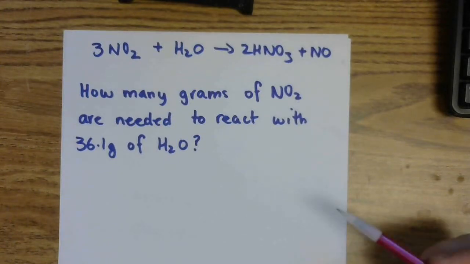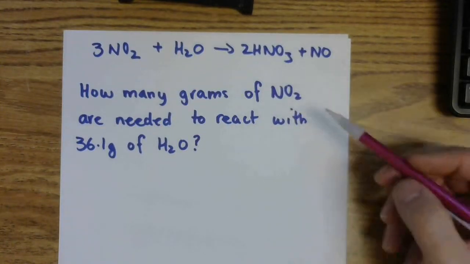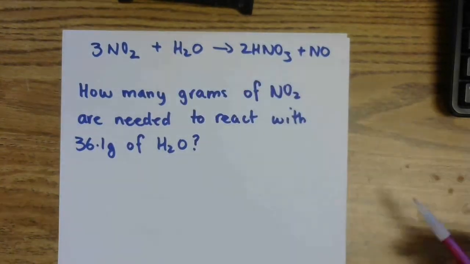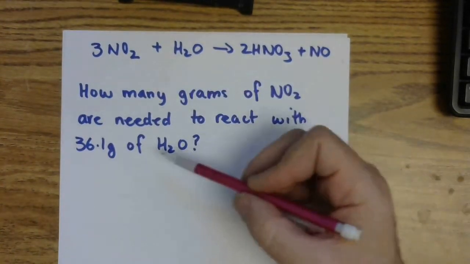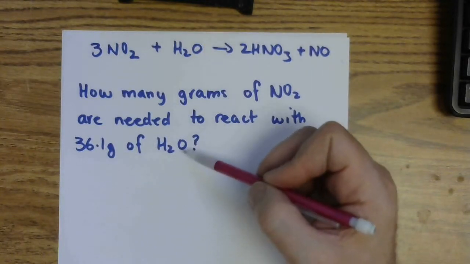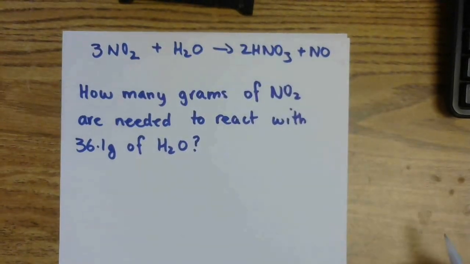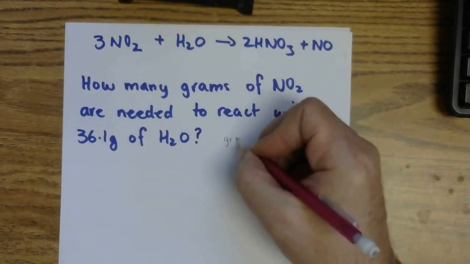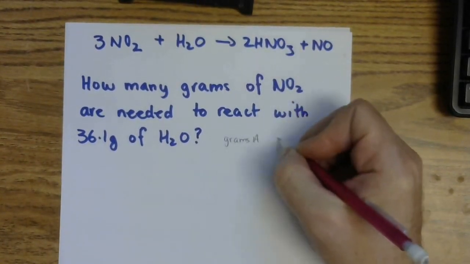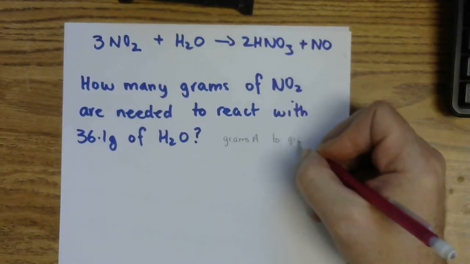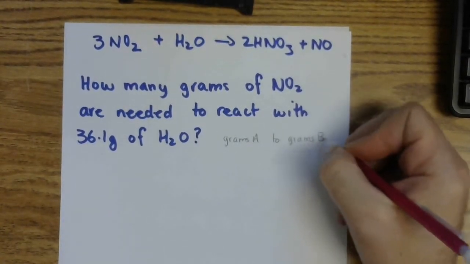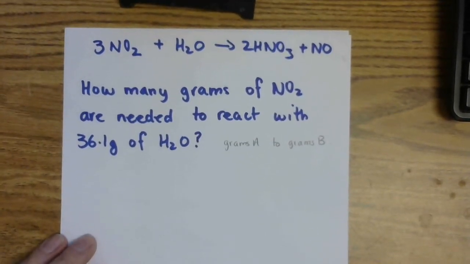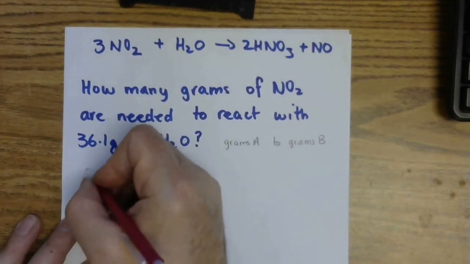Okay, so this question reads, according to this equation, how many grams of NO2, this reactant here, are needed to react with 36.1 grams of water, which is this reactant here? So this is an example of what we call a grams of A to grams of B type problem. And this problem will be solved as follows.